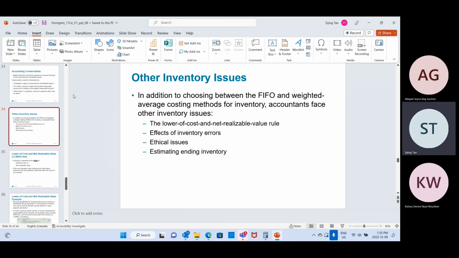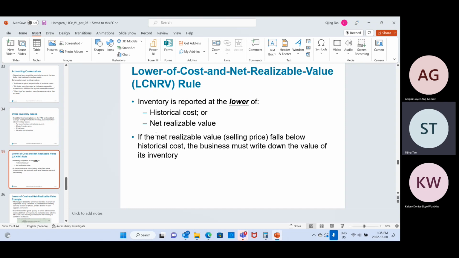Other inventory issues. In addition to choosing between the FIFO and weighted average methods for inventory, we also encounter some inventory issues. One is the lower of cost and net realizable value rule. We're going to talk about this. And also the effect of inventory errors, ethical issues, or estimating inventory. Now the lower of cost and net realizable value rule. So pay attention to this one because I've had students with questions regarding it.